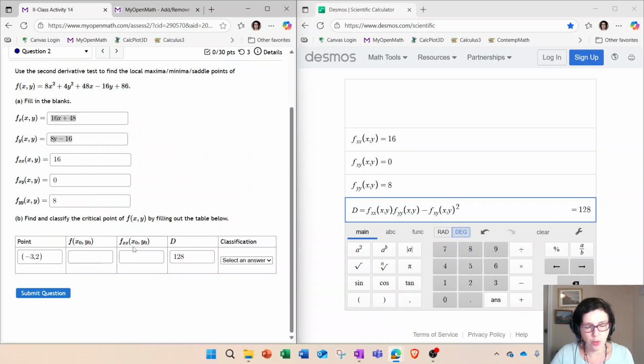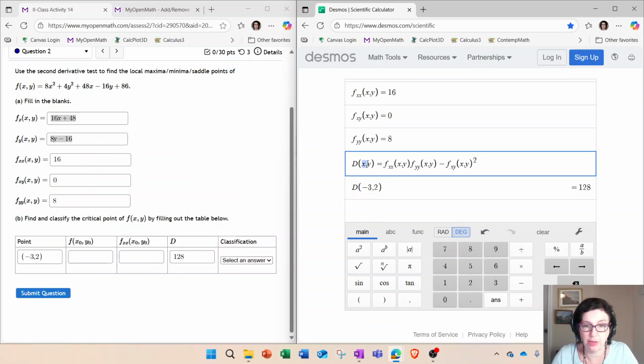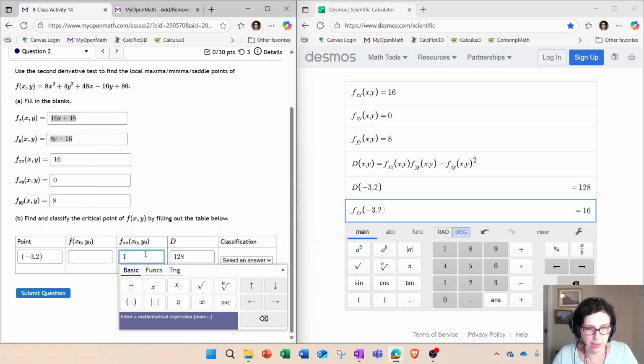All right, and then I also need to plug in the point that I have into D. So I actually need to use D of (x,y), generally speaking, so that I would just find what is D of (negative 3, 2). In this case, they're all numbers, so it doesn't matter. It's going to be 128. But generally, what if you had multiple critical points that you'd have to plug in here? So just use (x,y) there. Now, I also need to plug this point into fxx, and that gives me 16.